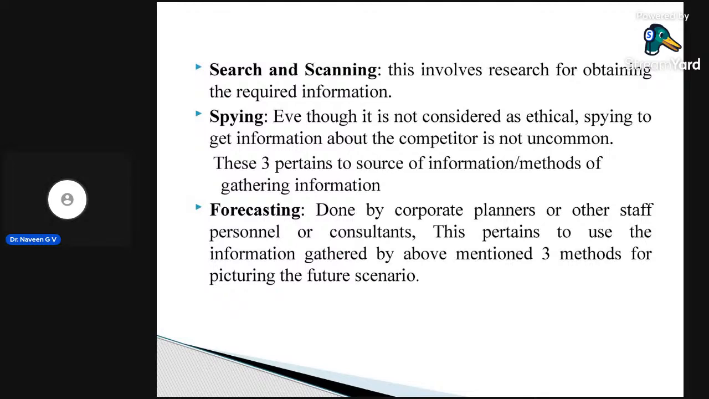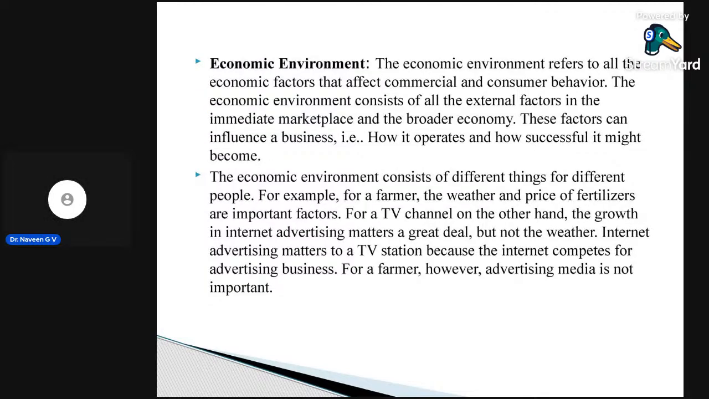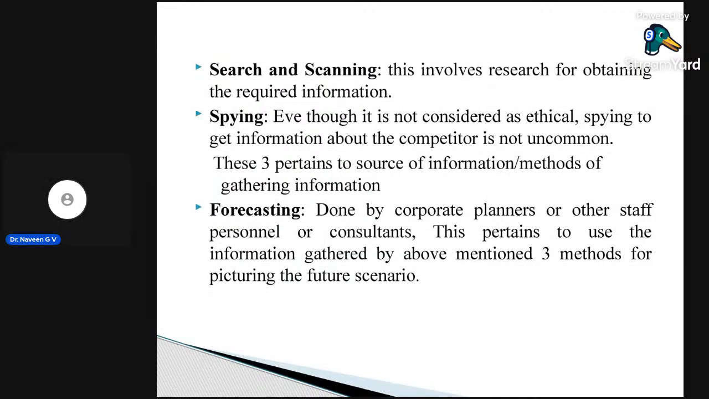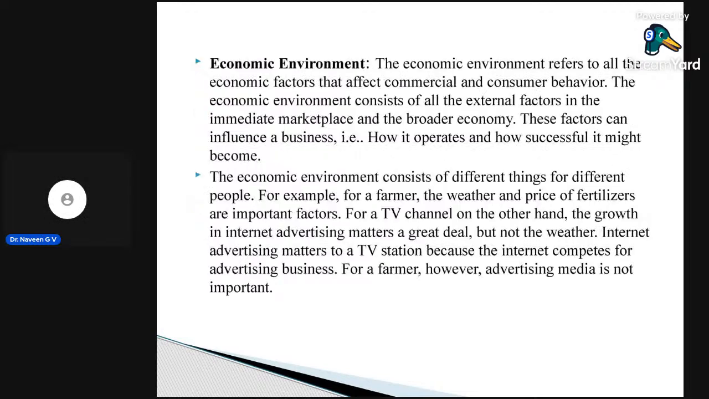Another thing is forecasting. Forecasting is done by the corporate planners or other staff, personally or through consultations. This pertains to using the information gathered by the above three methods for picturing a future scenario. It means the planners, the top level managers, want to take steps for forecasting a future purpose. In that circumstance, they need to mention the three methods for picturing a future scenario.